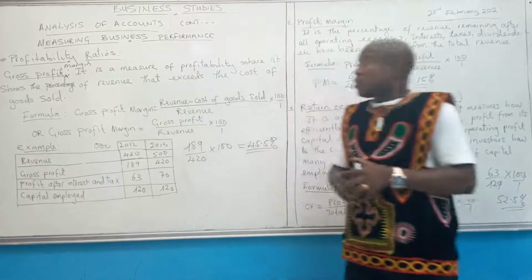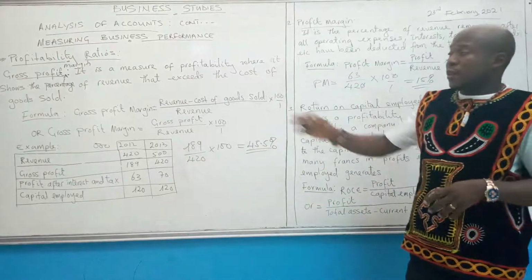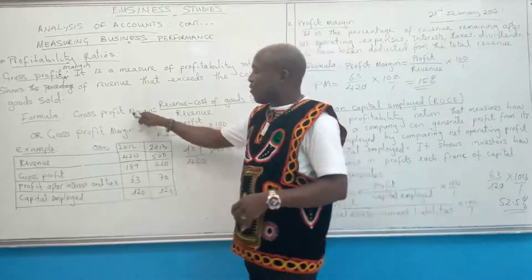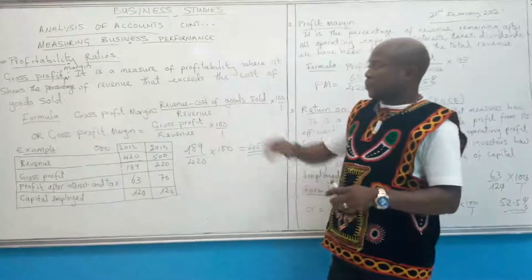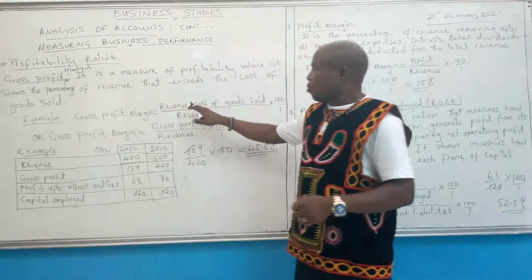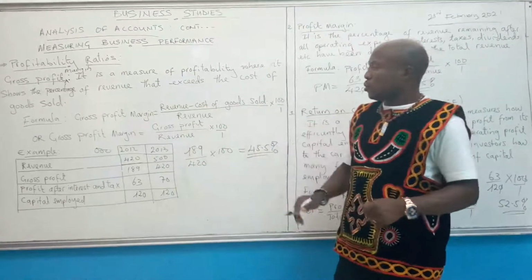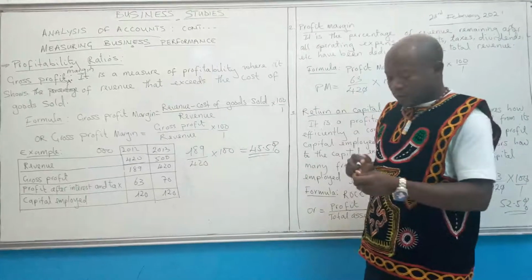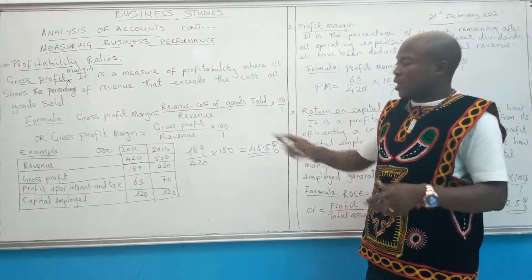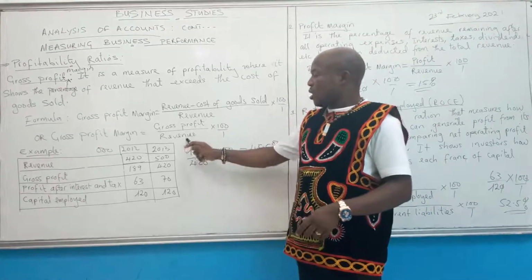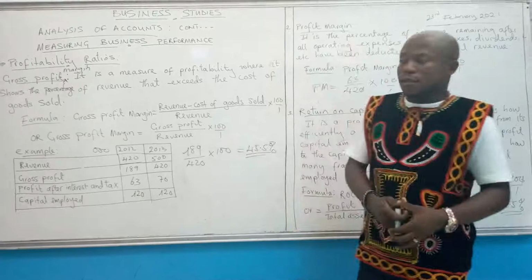Okay, so how do we calculate gross profit margin? We have our formula. We have two formulas here. We have revenue minus cost of goods sold, all over revenue, times 100. We also have a second formula, which is gross profit all over revenue times 100.